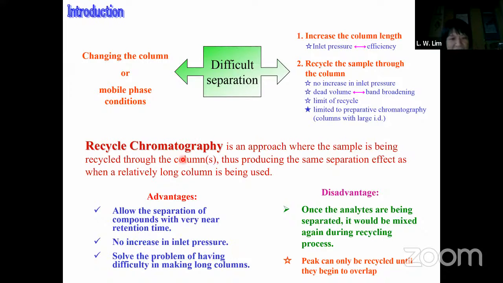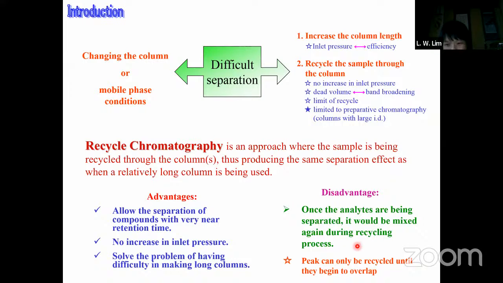If you just recycle one column, just one column, the inlet pressure will not be increased because it's the same column, it's the same system, you just change the flow direction, yeah. So the same inlet pressure. And then you can solve the problem of difficulty in making long columns, yeah? Because sometimes it is so difficult to pack long columns. Yeah? So these are the three important advantages when you use recycle chromatography.